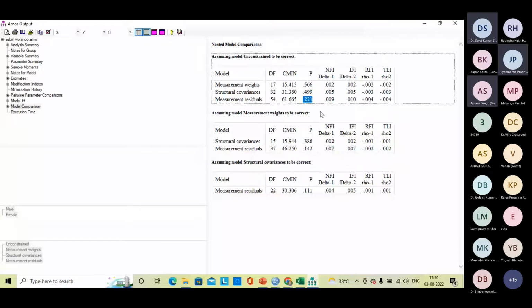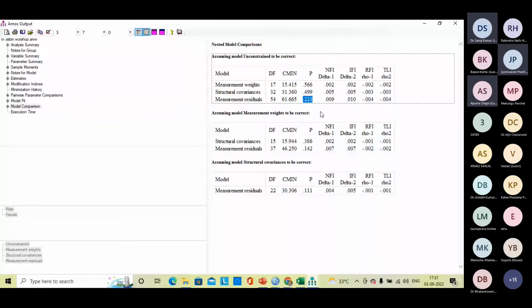Assuming that unconstrained is correct, we are comparing the constraint with the unconstrained, and the p-value is insignificant. That means models are not different from each other so far as male and female is concerned. What I'm saying, model testing is insignificant because the p-value is more than 0.05.